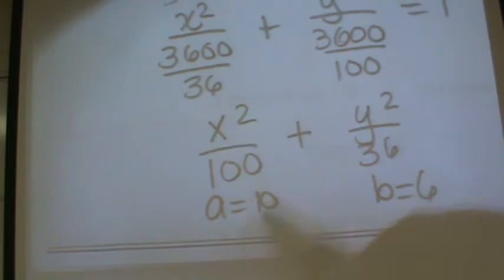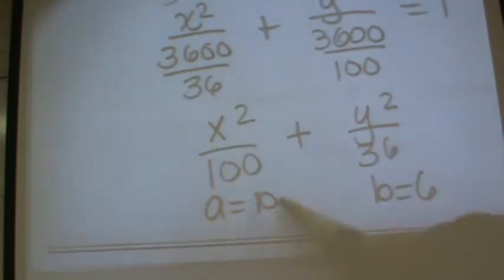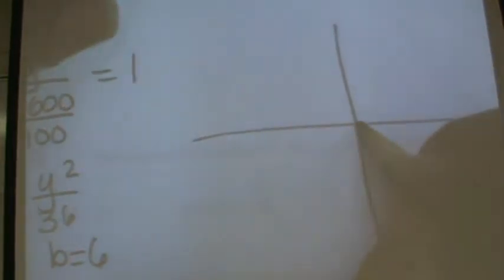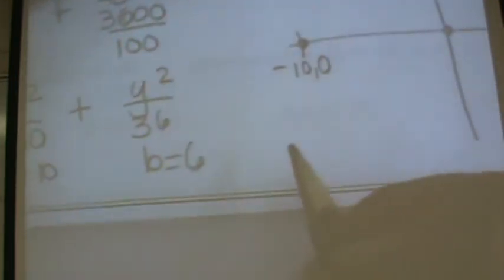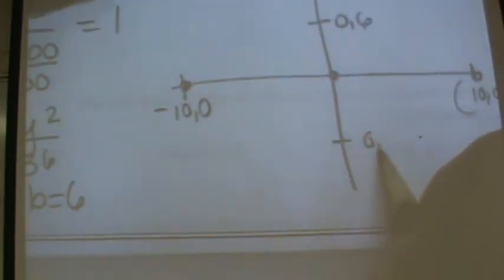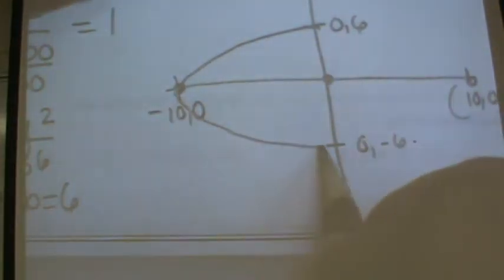So the major axis is going to be on the x-axis. So from the origin right here, you're going to go 10 units this way. This is a vertex. 10 units that way. This is a vertex. And you're going to go 6 units this way, and 6 units this way. And so here's your graph of your ellipse.